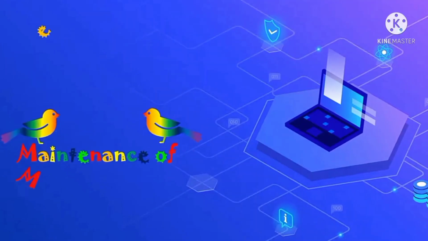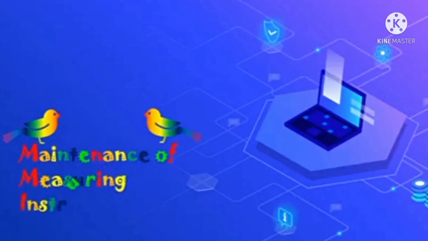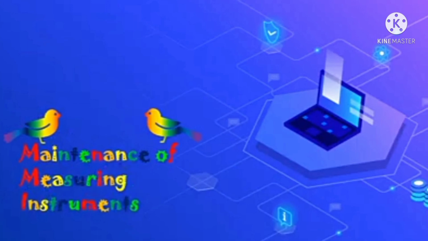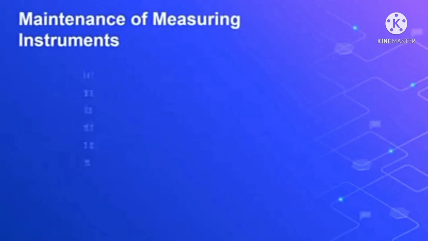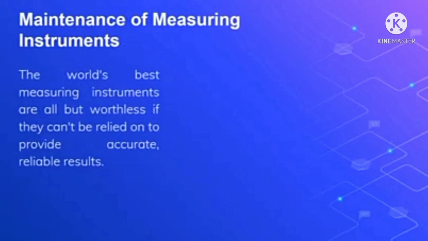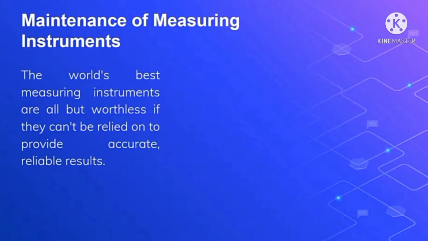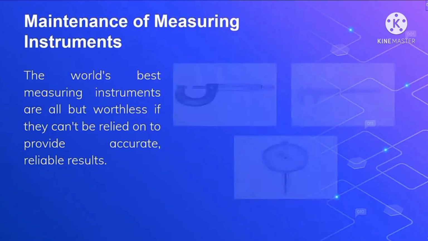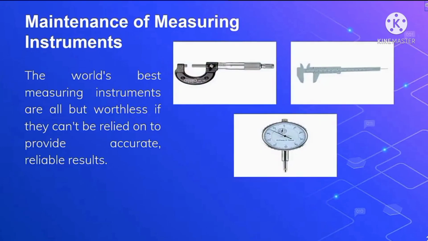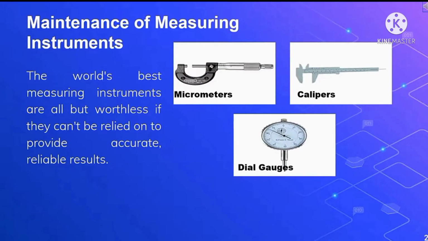This topic is all about maintenance of measuring instruments. The world's best measuring instruments are all but worthless if they can't be relied on to provide accurate, reliable results. Micrometers, calipers, dial gauges.